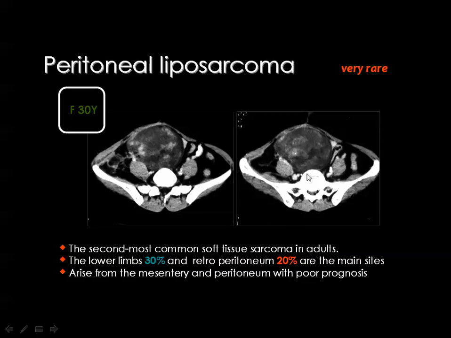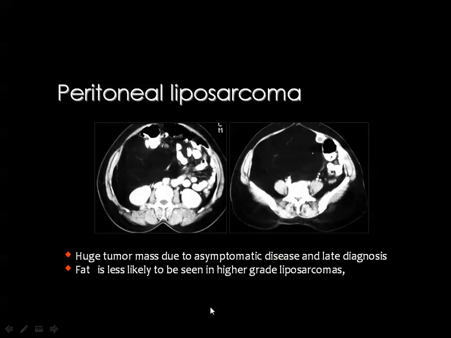Then if this mass is formed only of fat, you may suspect a peritoneal lipoma. Look at this example, a big fat containing mass in the right side of the abdomen and pelvis with fine internal septation displacing the bowel to the left side, and this was suspected to represent just a peritoneal lipoma, but it was confirmed to be a liposarcoma.